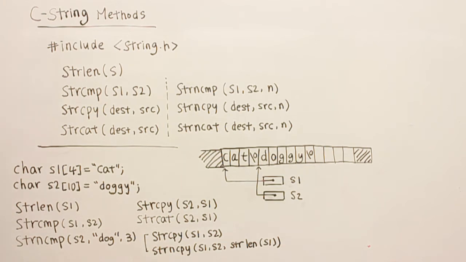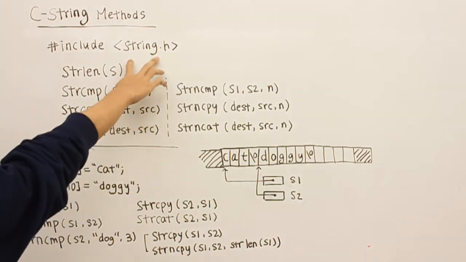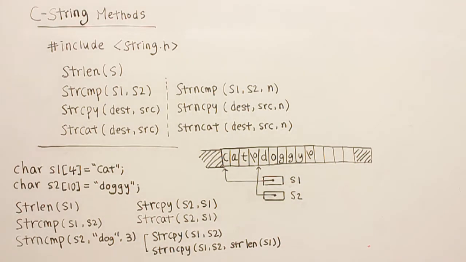In your C program, if you include this header file, string.h, then you can use all these really neat C-string methods. In this video, I'm going to talk about 4 of those: strlen, strcmp, strcpy, and strcat. So let's briefly talk about what they're doing here.